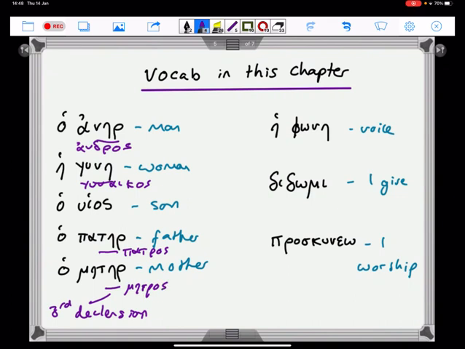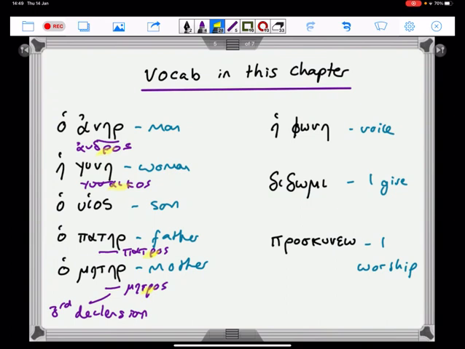So you'll see that -os is now a different ending to what you're used to seeing in the genitive. They've all changed their stem. Gune, gunaikos, now you can see things like gynecology. Aner, andros, now things like androcentric make more sense. It's often the genitive stem that underlies a lot of the derivations. So sometimes the derivations will help you remember the way that third declension nouns work.